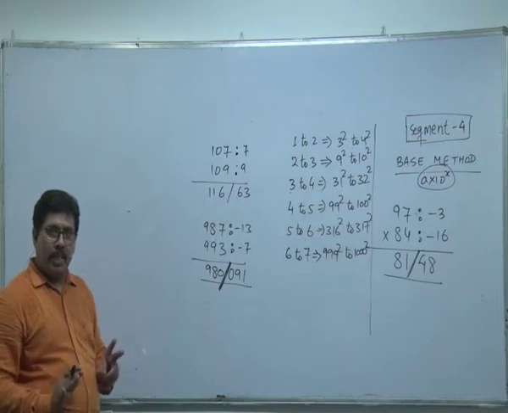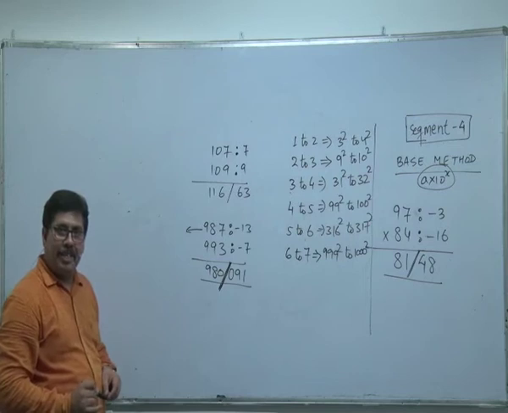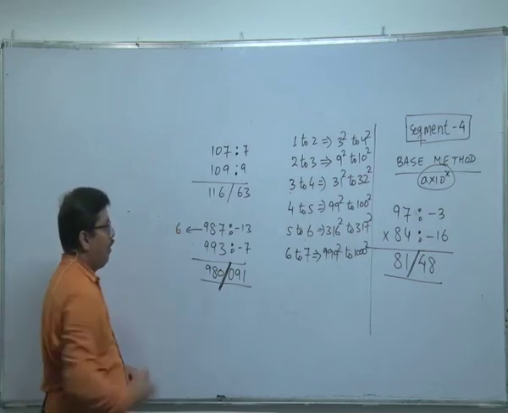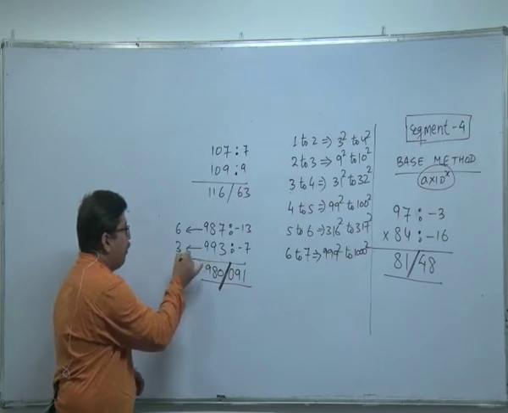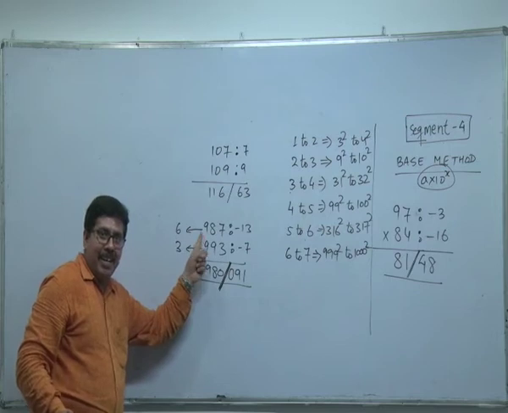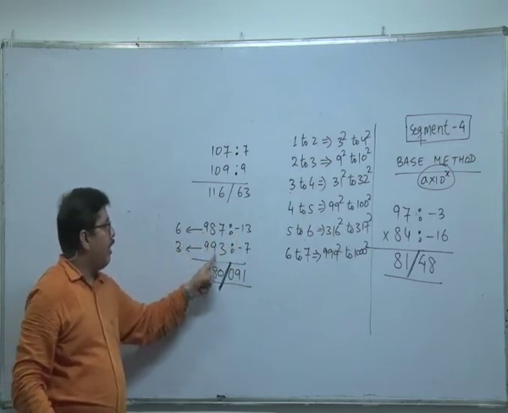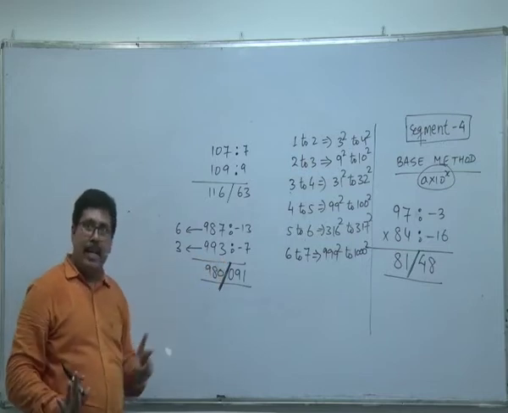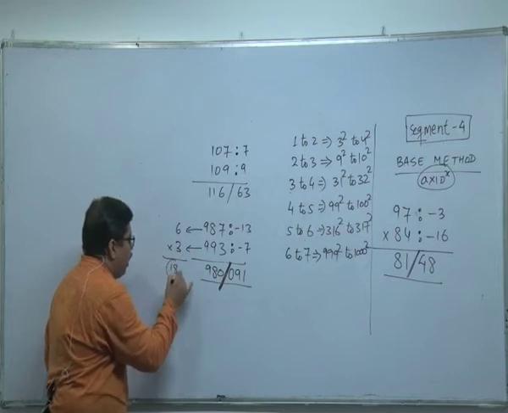Can we cross check our result with the help of digit sum? Let us try to cross check it. 987, what is its digit sum? 6. 993, its digit sum is 3. 9 does not play any role in the digit sum, so we can ignore 9. 6 into 3 is 18.